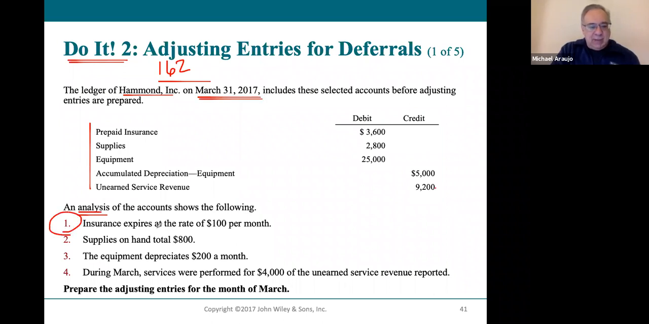They found that insurance expired, meaning that it got used. $100 of insurance expired. So $100 of insurance needs to be expensed. They only have $800 of supplies left. So they started with $2,800. They only have $800 left. Again, that difference needs to be expensed. The equipment that they have here depreciated $200 this month, so that has to be expensed. And the very last thing they noticed is $4,000 of this $9,200 was earned. They actually did that work, so that has to be adjusted. So obviously they want you to prepare the adjusting entries here for these deferrals.